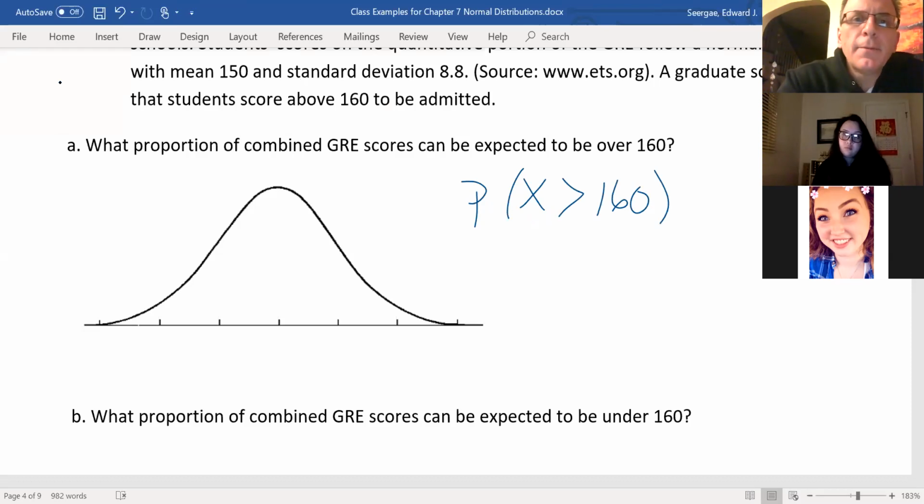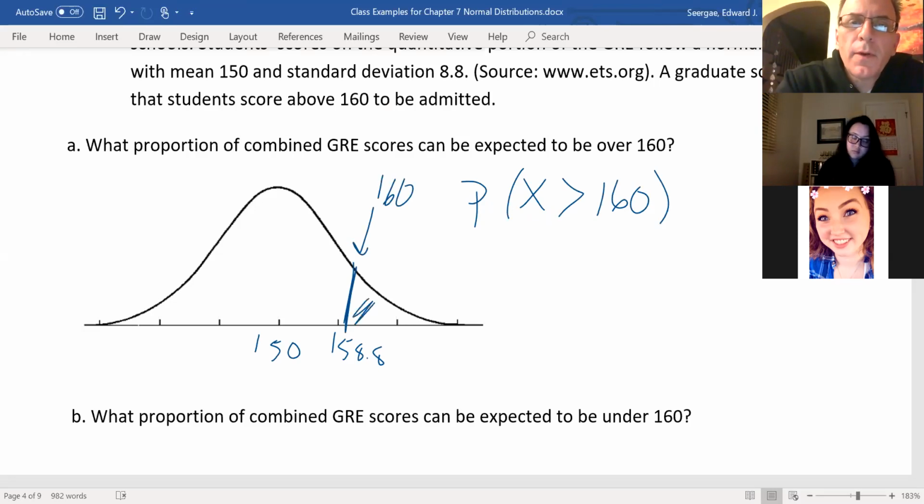So let's go back over to here. We've got 150, that's our mean. 8.8 is our standard deviation. So one standard deviation is going to be about 158.8. Okay? So we're looking at 160. So 160 is going to be a little more than one standard deviation above the mean. And what we want to do is find the area that's to the right of this. Okay? So what combined GRE scores can be expected to be over 160?